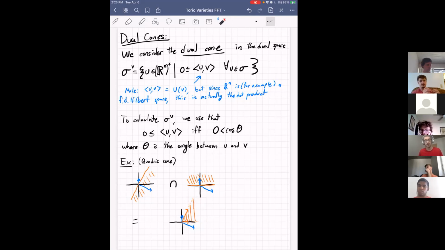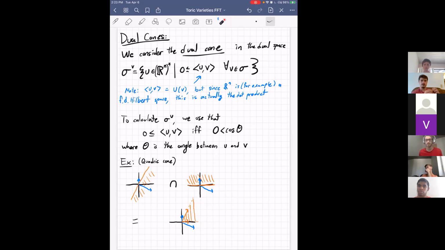You can try to picture this in 3 dimensions, and it'll be a little bit harder. Are there any questions about how I constructed that dual cone? I really explained it in words. You can write it down more formally, but I just wanted to give you the picture of it. Are there any questions about that?